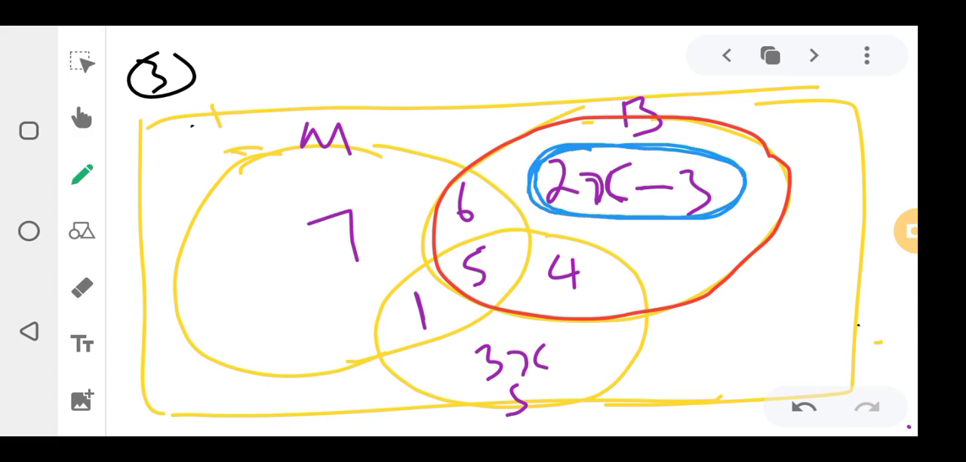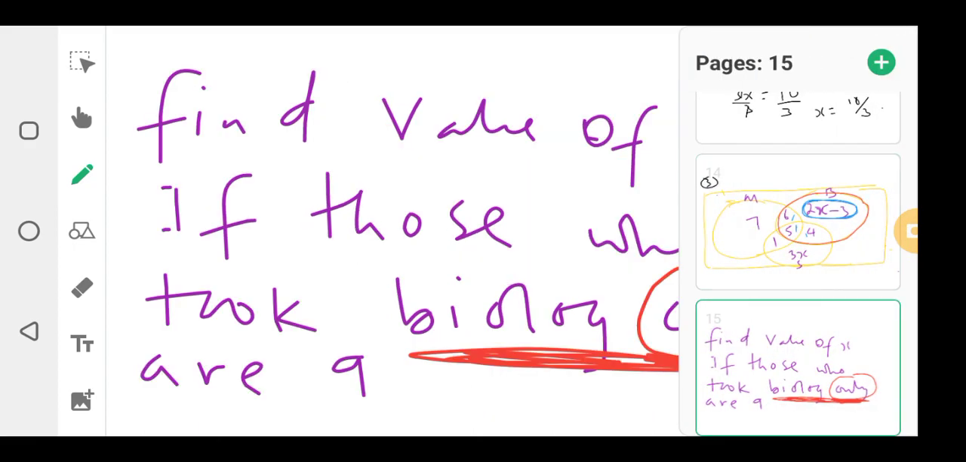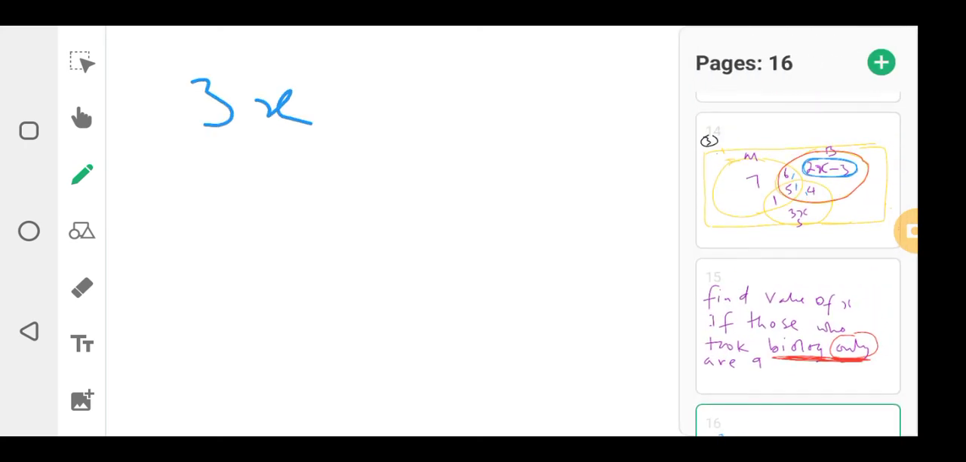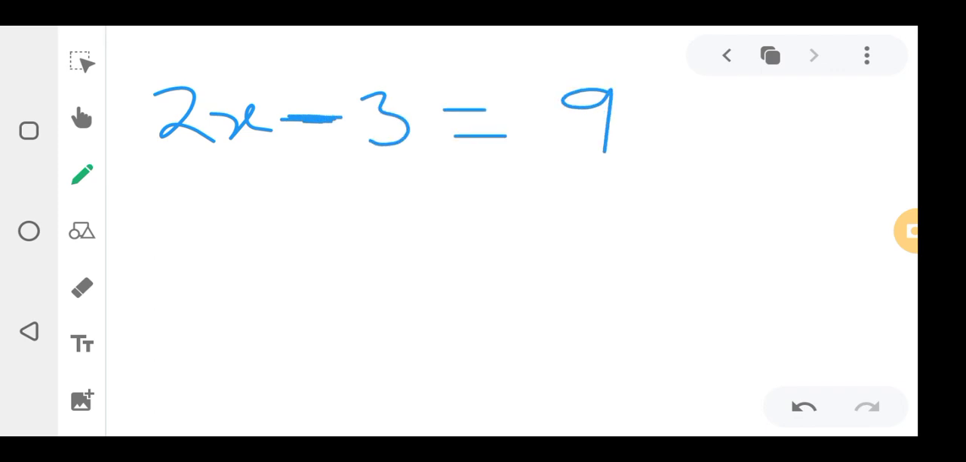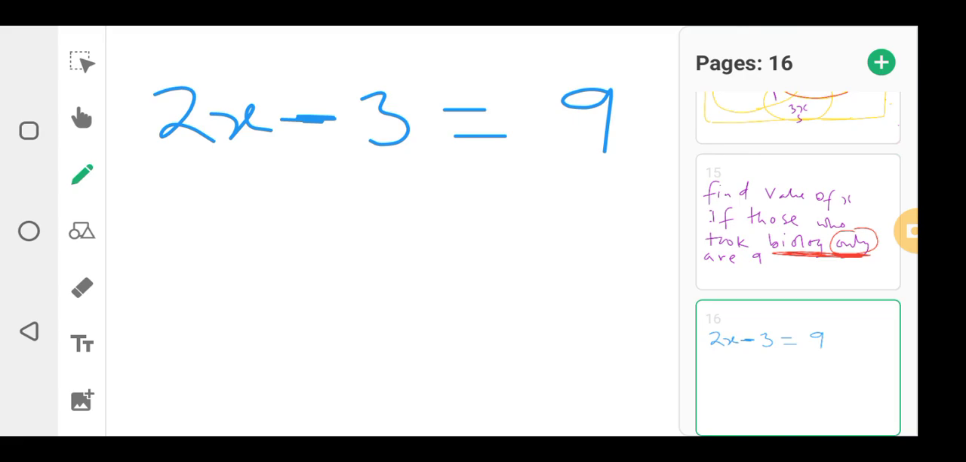Because they said only, it does not touch these ones. These ones don't get touched. So it's 2x minus 3. That's the one that you pick. So when you're solving that, it will be 2x minus 3, actually 2x, not 3x. So 2x minus 3 must be equal to 9, the ones who took biology only. You don't add those other numbers because they said only.